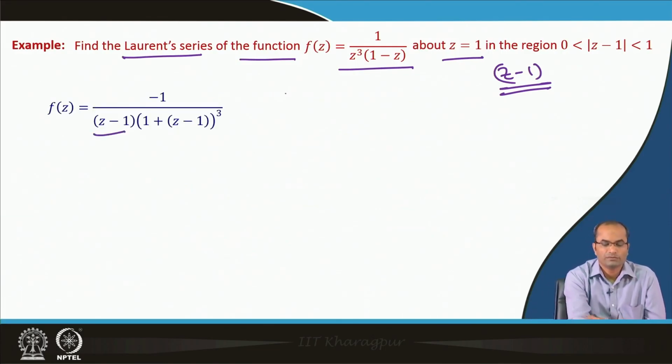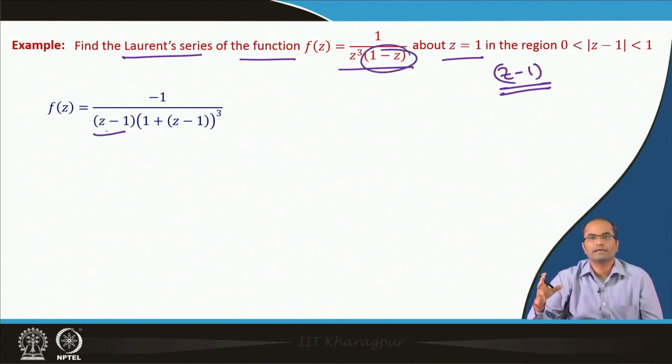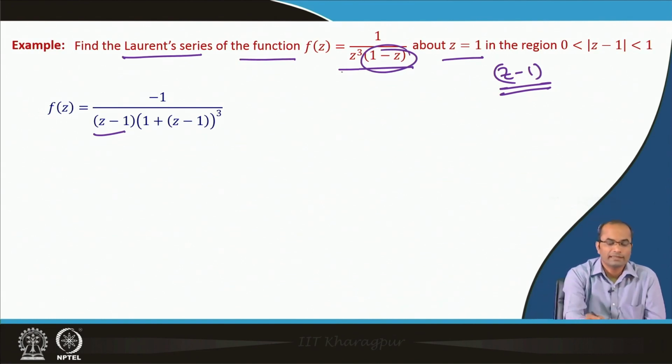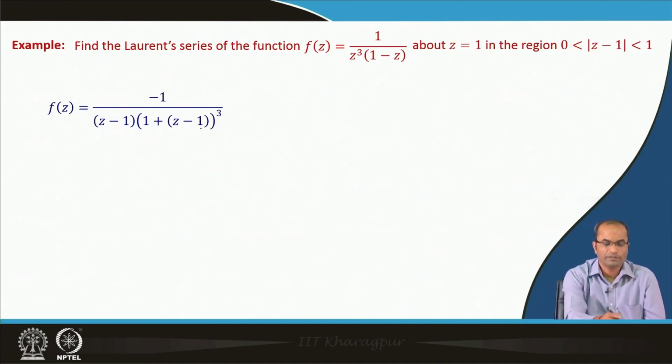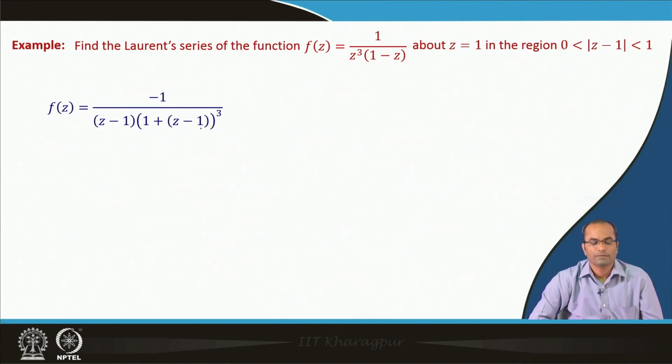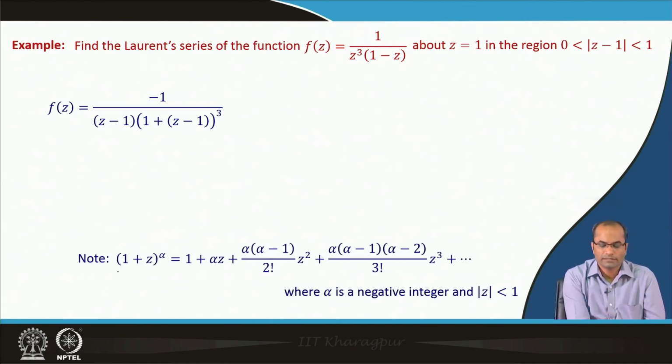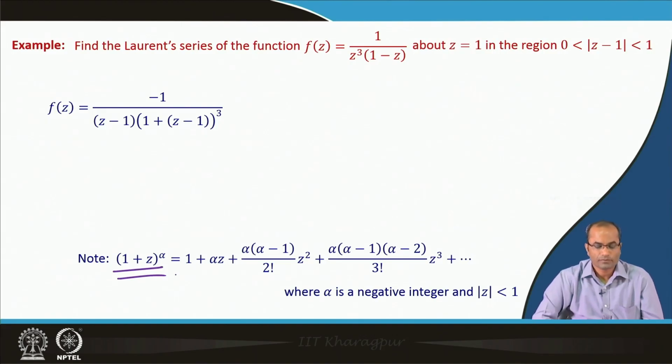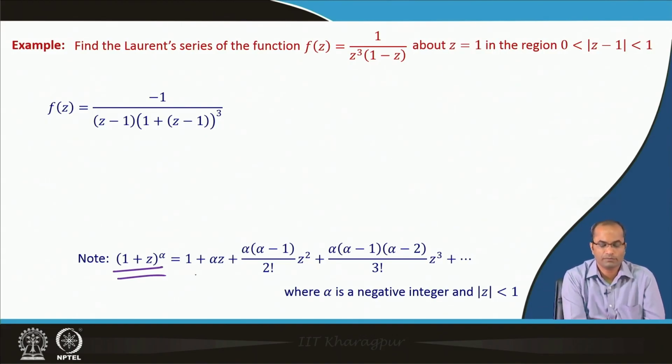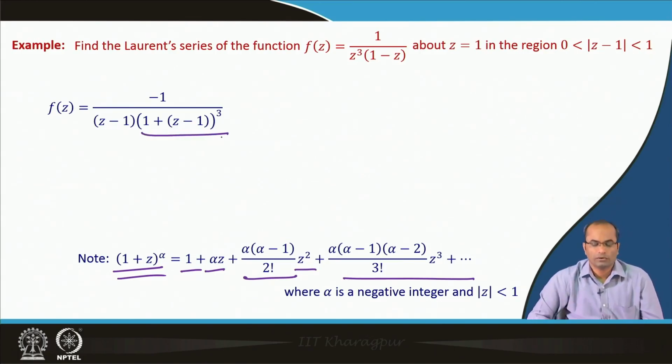So, this z minus 1 was already there, and 1 minus z gives us, with a minus sign, z minus 1, because we are going to write everything in terms of z minus 1, and z cubed we have written as 1 plus z minus 1, cubed. So, everything is now written in terms of z minus 1, and we already know this expansion, which is like the binomial expansion: 1 plus z to the power alpha is 1 plus alpha z, plus alpha times alpha minus 1 over factorial 2 times z squared, and so on. We can use this expansion here, and then we will get all these powers of z minus 1.